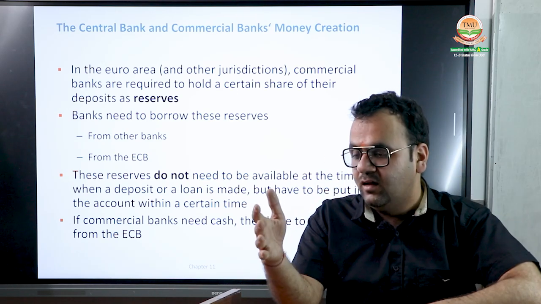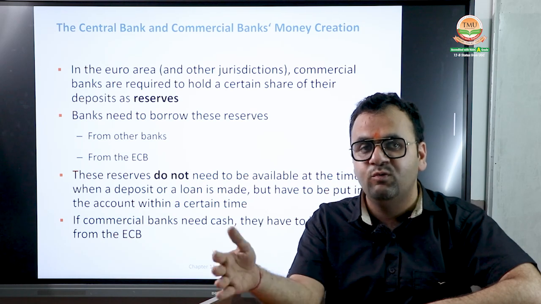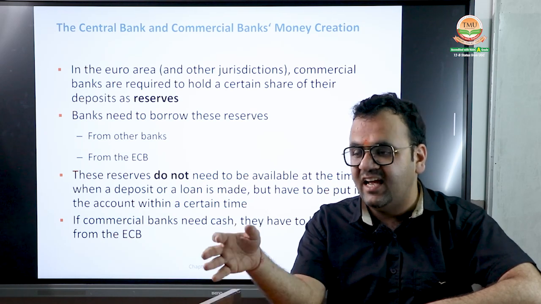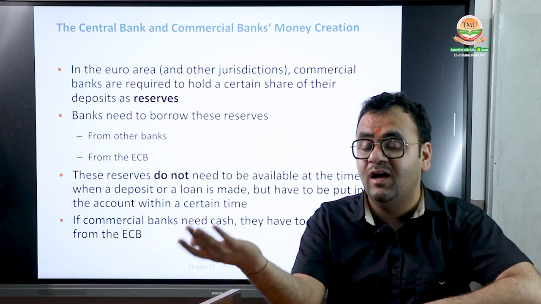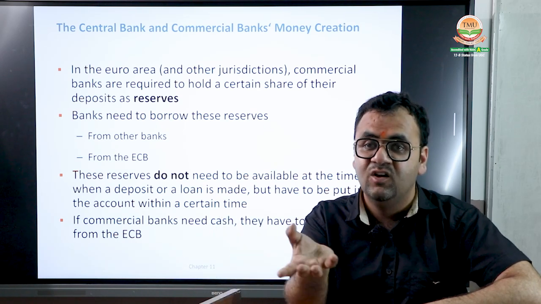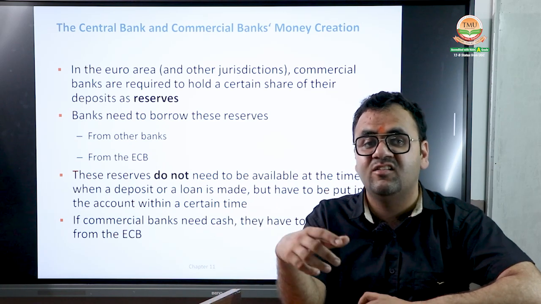Sometimes what happens, for example, if there are two commercial banks, PNB and SBI, and PNB gives some loan and does not have the minimum cash for its reserves, it can take from another commercial bank like SBI or Bank of Baroda. But for that they have to pay interest day by day.